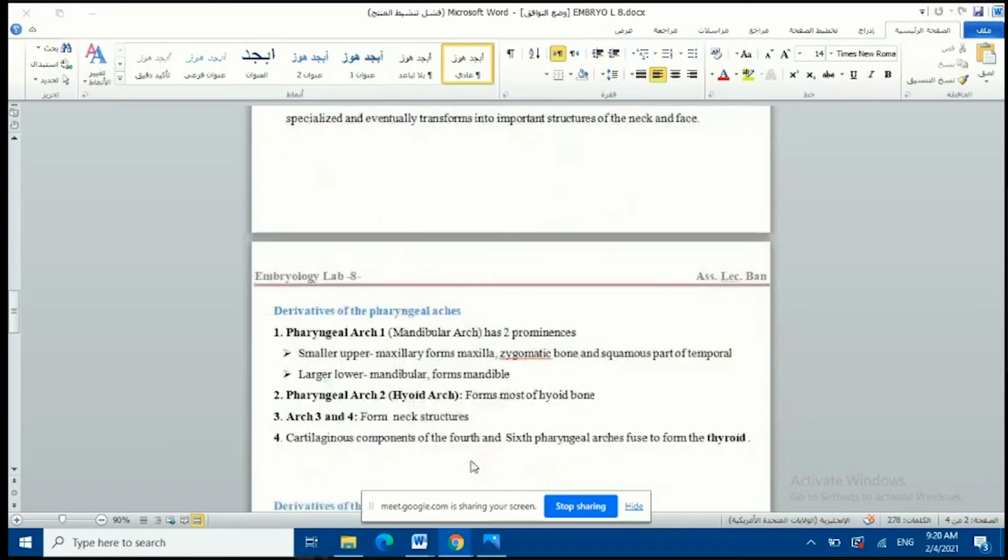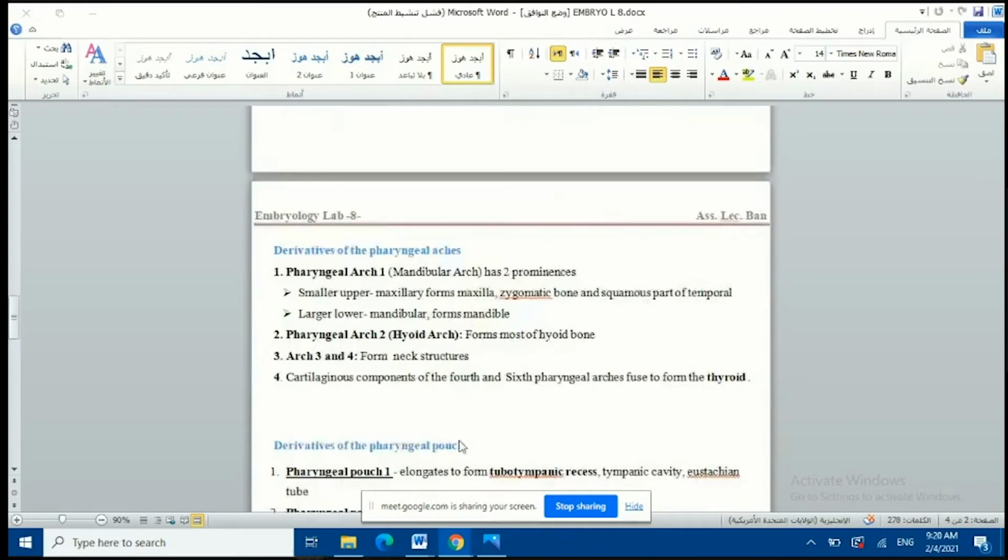Okay, so let's come to the pharyngeal arch and its specialization, the derivatives of the pharyngeal arch. We have pharyngeal arches number 1, 2, 3, and 4 together. We will see that they will form the neck structure. While for the other, the fifth and sixth, it's not mentioned, but we will mention the sixth, which can form some other parts in the neck. Okay, so you need to memorize each of these.